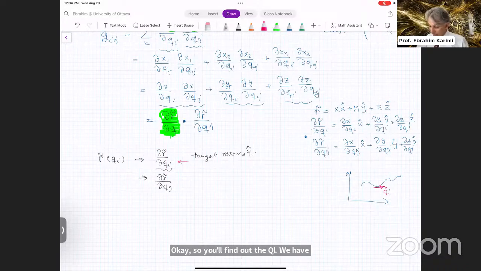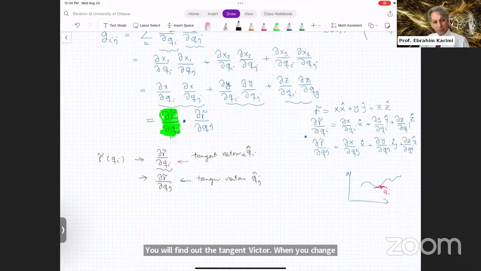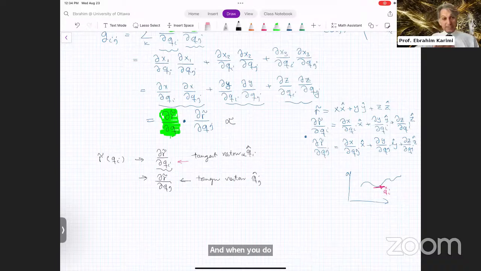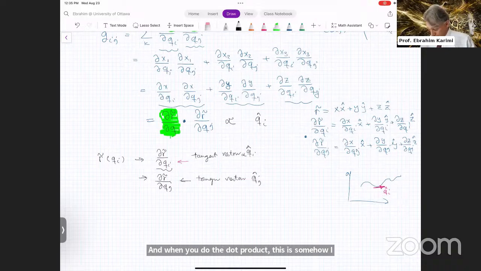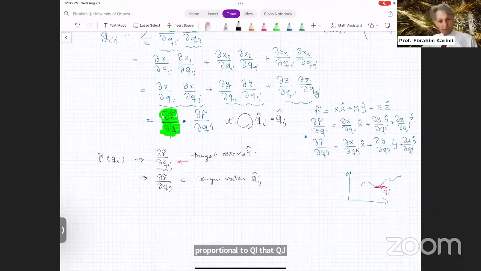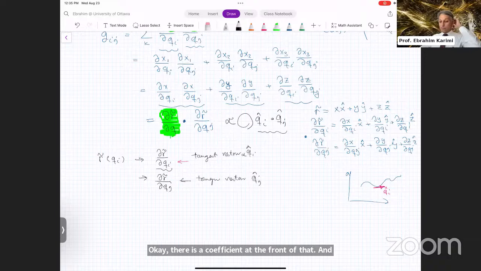And the same thing happens for the other one. You will find out the tangent vector when you change the Qj. That can be Q1, the other one can be Q2. When you do the dot product, I wouldn't say that it is identical, but it is proportional to Qi dot Qj. There is a coefficient in front of that. And that's the reason that when you assume that Qi is orthogonal to Qj, Gij will be equal to 0.